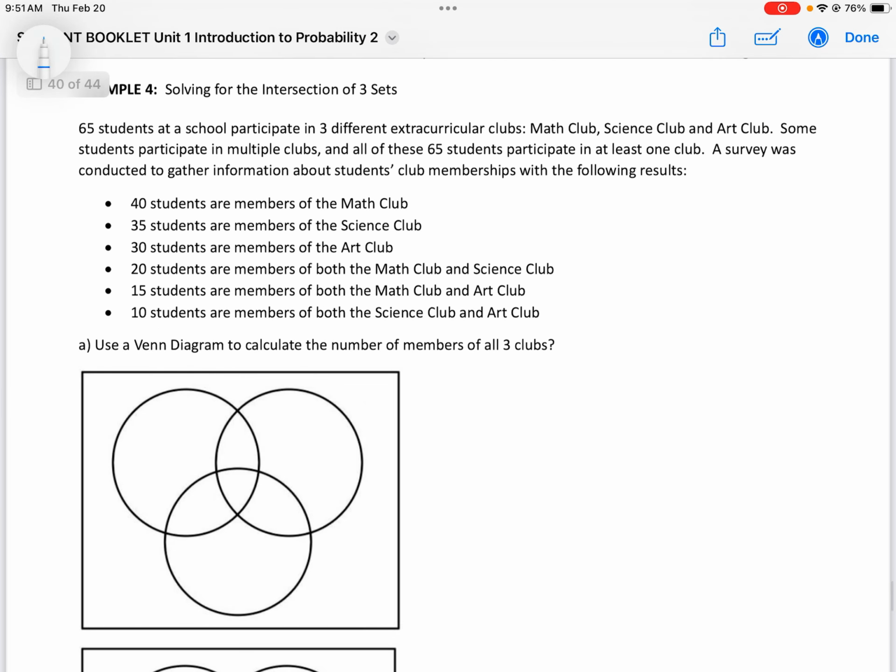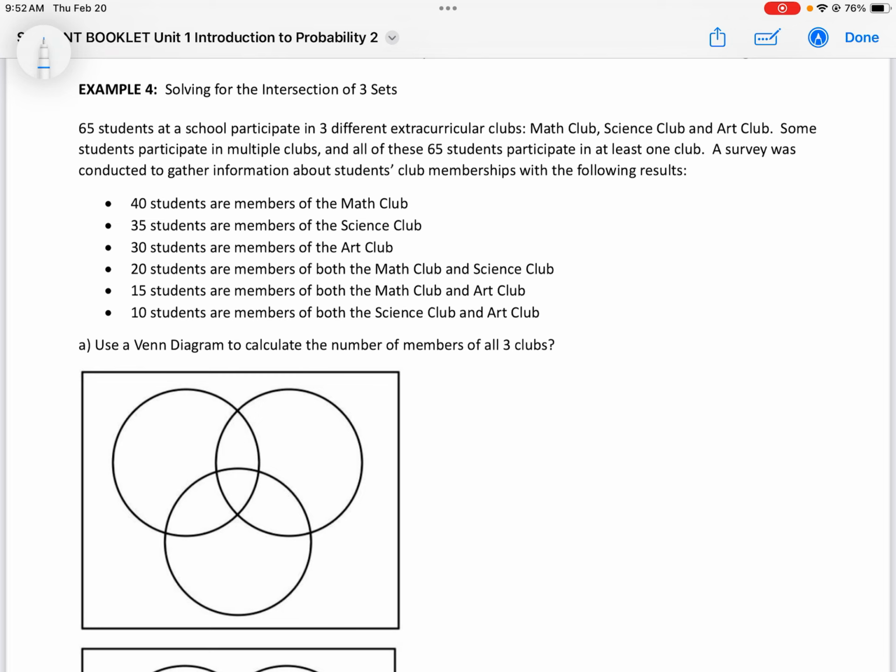Okay. Now let's actually talk about this principle of inclusion and exclusion. So we're going to do this the same way we did it for the 2 variable. But this time we're going to do it with a 3 set Venn diagram. And we're going to start from the inside out, okay?